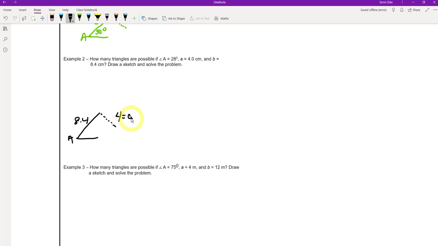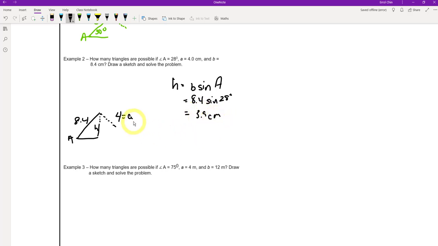Well, first of all, is A bigger than B? So it isn't. So we're not sure. So the next thing we want to do is we want to calculate height. And the formula for calculating height is h equal to B sine of angle A. Now what is B? B is 8.4 sine angle A. Oh, it's 28 degrees. I forgot to write that down in here. So it's 28 degrees. What is that height? Well, that height is 3.9 centimeters.